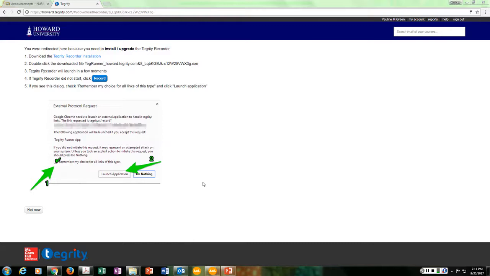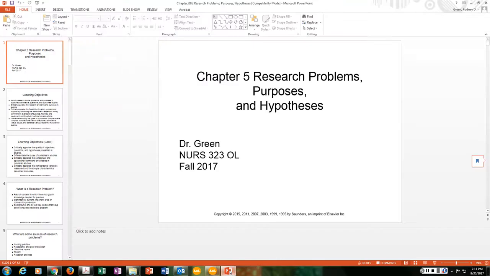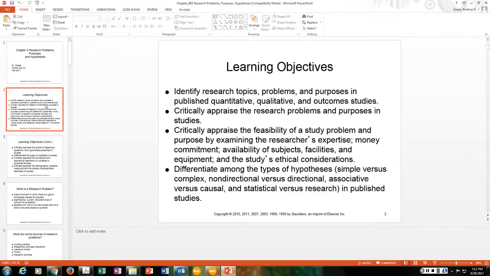This lecture will focus on Chapter 5, entitled Research Problems, Purposes, and Hypotheses. You have several learning objectives. Identify research topics, problems, and purposes in published quantitative, qualitative, and outcome studies. Critically appraise the research problems and purposes in the studies.